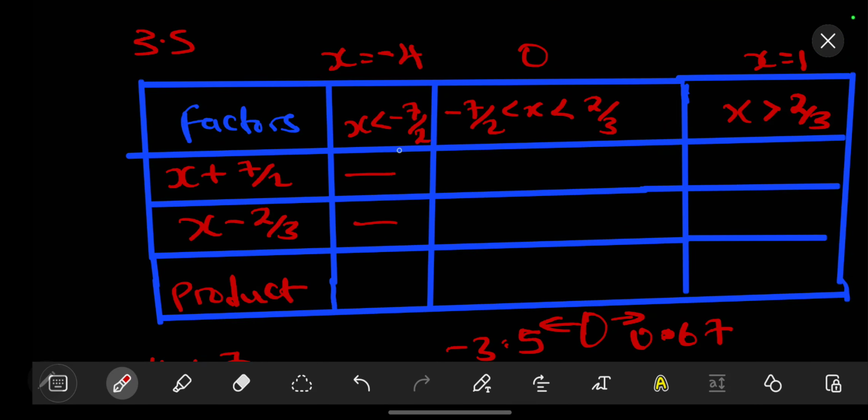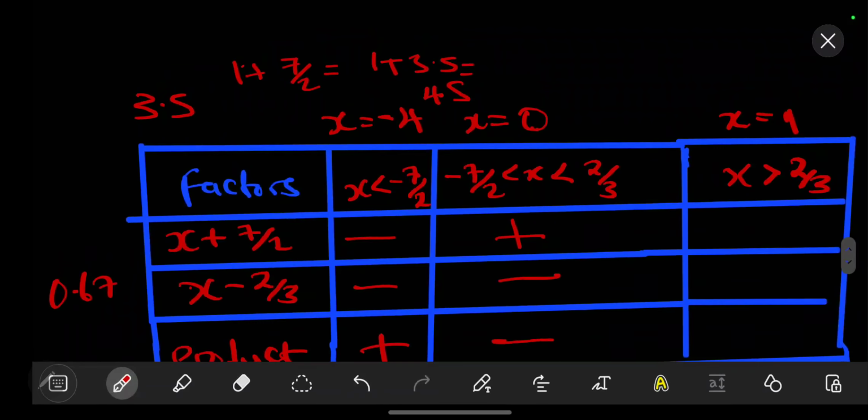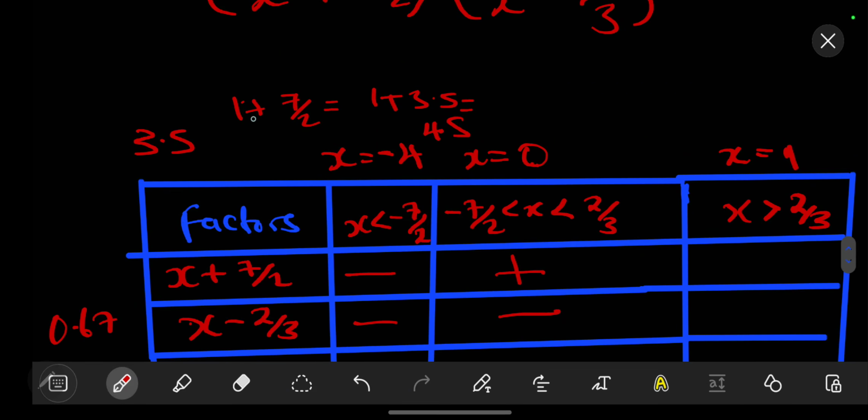So looking at the last one, if x is greater than 2 over 3, we know that 2 over 3 is the same as 0.67. We can just put it here. So our x here should be equal to, let's say, positive 1, because it's greater than this. So we are going to put our 1 here where there is x. This is the same as having 1 plus 7 over 2, and we know that 7 over 2 is 3.5. So 1 plus 3.5 will give you 4.5, which is positive. So we are going to write a positive here.